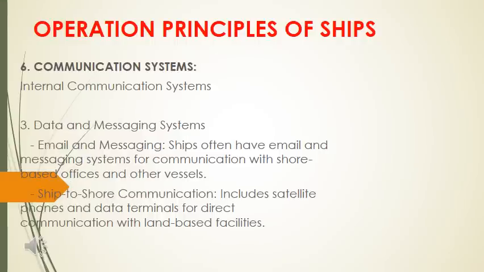Number 3, data and messaging systems. This includes email and messaging. Ships often have email and messaging systems for communication with shore-based offices and other vessels, and also for ship-to-shore communication. This includes satellite phones and data terminals for direct communication with land-based facilities.